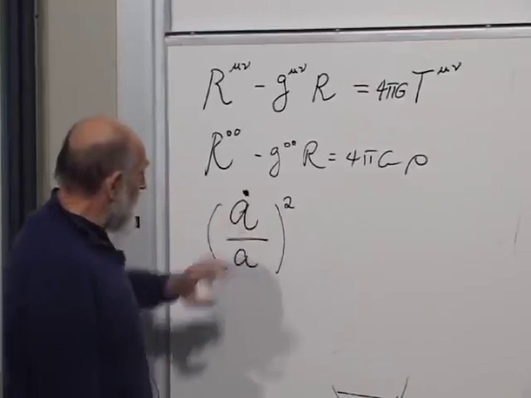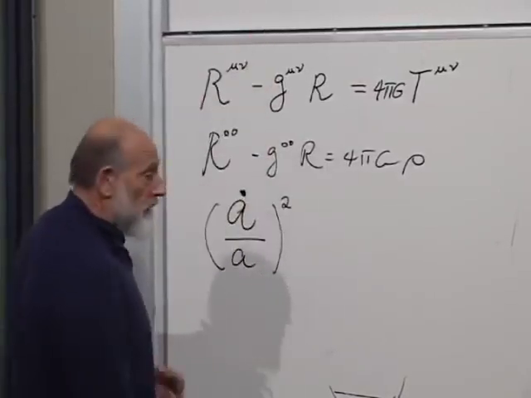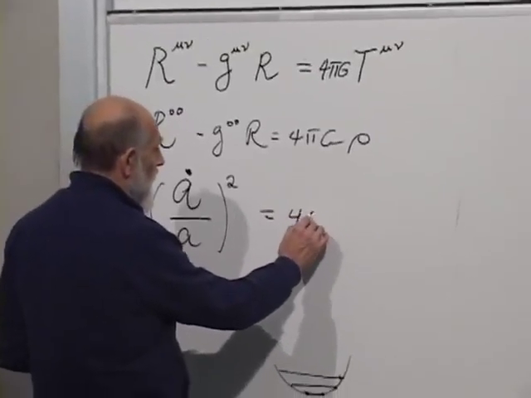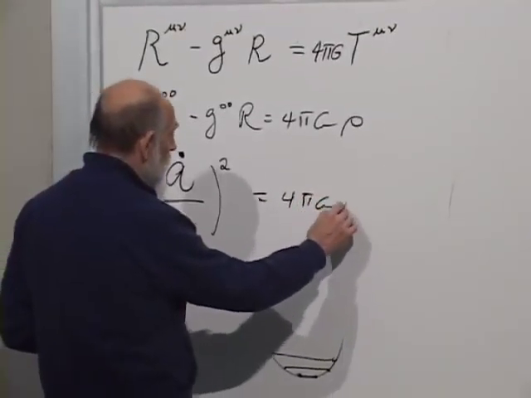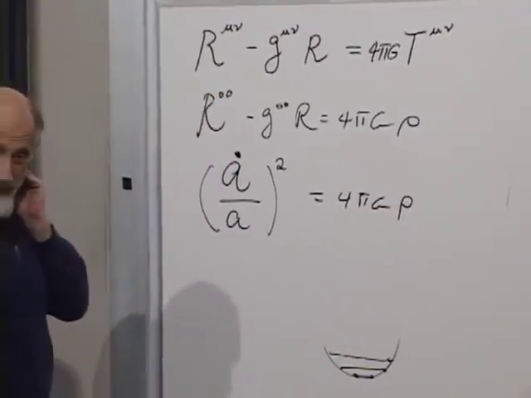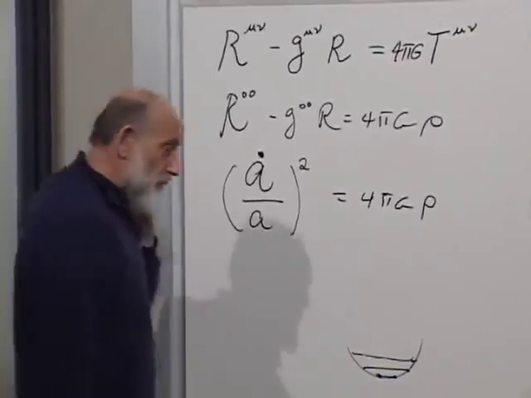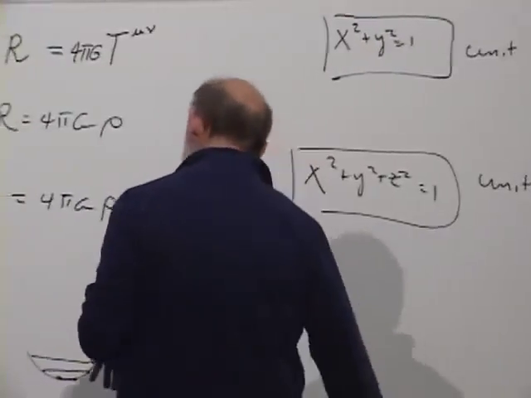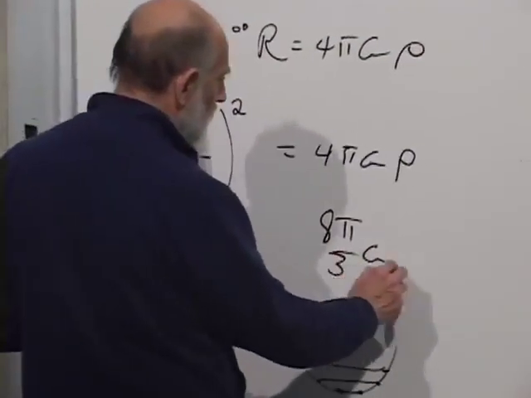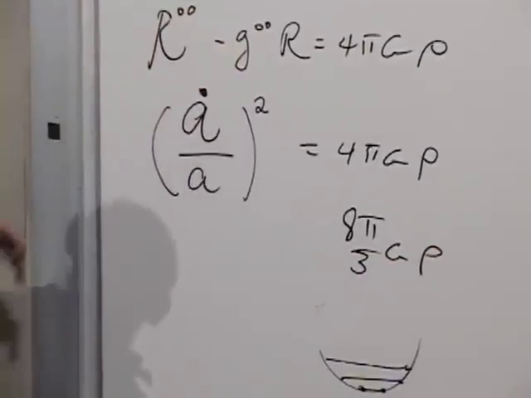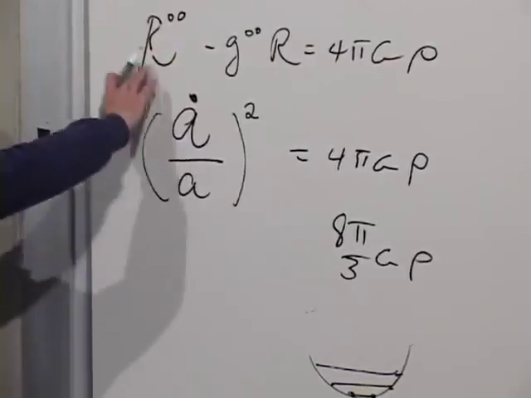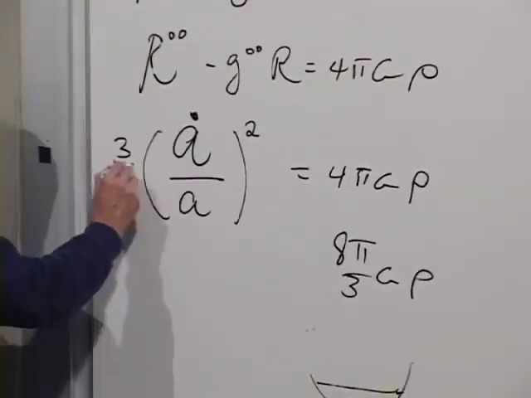Okay? So the first thing you'll find is for the flat space case, k equals 0, A dot over A squared is just 4 pi G rho. And of course, that's not quite right. If we actually did the Newtonian calculation, we would have gotten 8 pi over 3 times G rho. And so that leads me to believe that when you actually carry out this calculation, the Einstein tensor here is 3/2 of this.